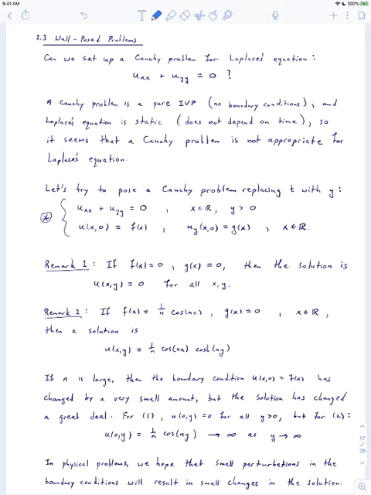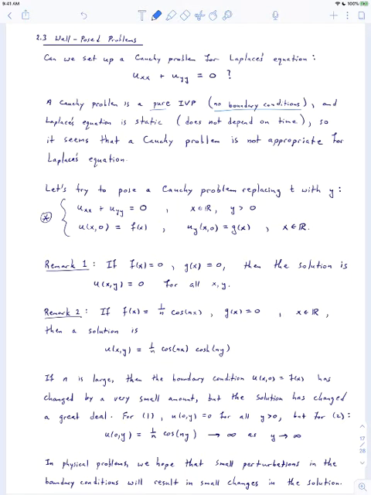A Cauchy problem is what we call a pure initial value problem. Pure in the sense that it has no boundary conditions, purely initial values. And Laplace's equation is static. That means it doesn't depend on time. So it seems that a Cauchy problem is not really appropriate for Laplace's equation. However, we can try to make sense of the question.